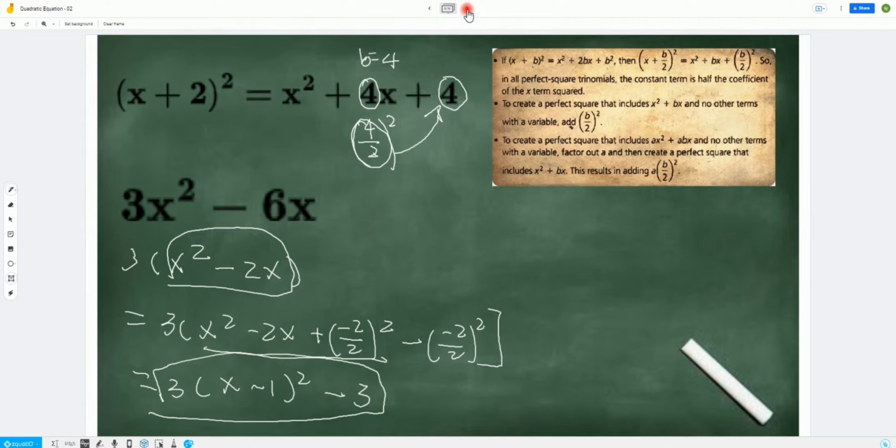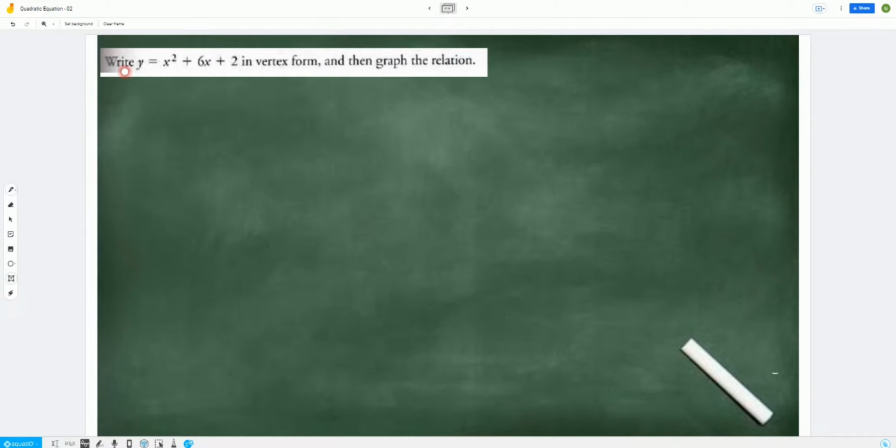Okay, let's jump to the questions. The first question: write y equals x squared plus 6x plus 2 in vertex form, and then graph the relation. Look at this question. This is standard form, right? So let's write it in vertex form.